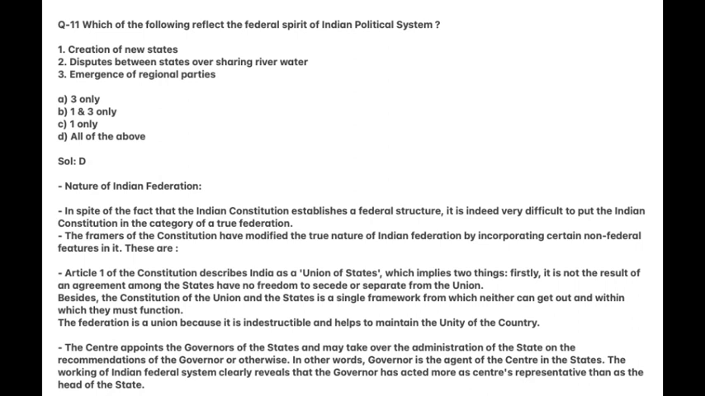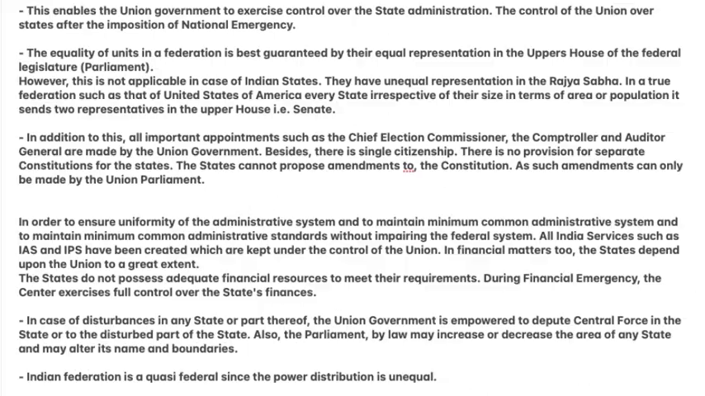Besides, the Constitution of the Union and the states is a single framework from which neither can get out and within which they must function. The federation is a union because it is indestructible and helps to maintain the unity of the country. The center appoints the governors of the states and may take over the administration of the state on the recommendation of the governor or otherwise. In other words, the governor is the agent of the center in the states. The working of the Indian federal system clearly reveals that the governor has acted more as the center's representative than as the head of the state. This enables the union government to exercise control over the state administration.